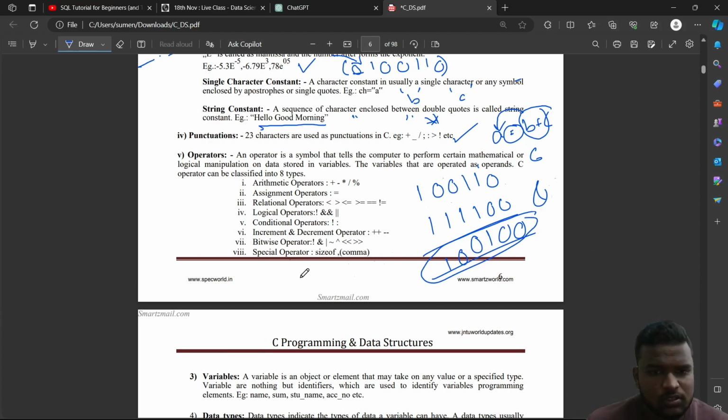The sizeof operator is nothing but an operator that finds the size of a variable. For example, if we give sizeof(a), it will return the size of a, meaning how much memory its data type is using. That's what it returns.